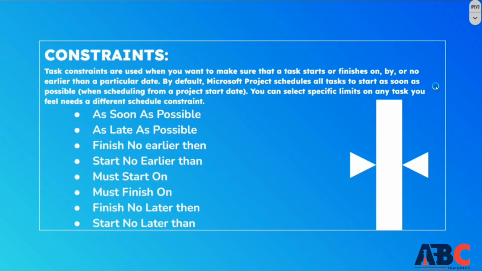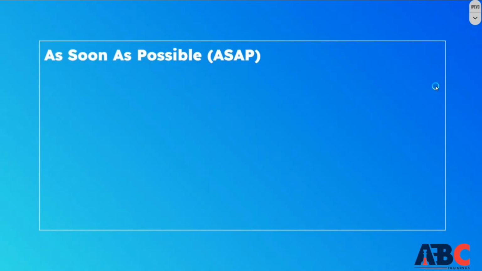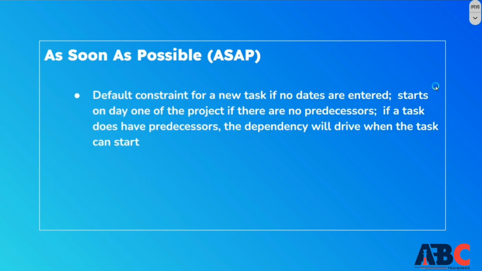When we add the exact schedule, we will see that the first thing that comes in this is as soon as possible. It means if you are starting any task, then this default constraint is automatically added for a new task. As soon as you start the project, there is no predecessor for this, or there is no dependency on other tasks. So when you give the next task start, then it starts.